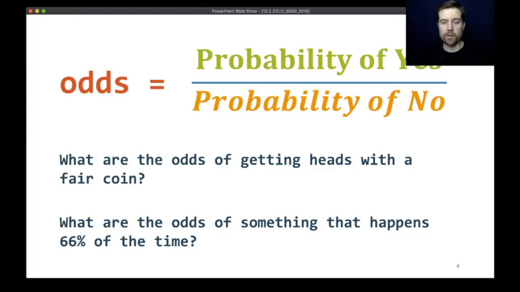A little bit trickier one: what are the odds of something that happens 66% of the time? So the probability of yes is 66%. That would mean the probability of no is 34% roughly. If we put those in that equation, we get just about 2. So the odds in that case are 2, or 2 to 1, is how sometimes people would say it. So the odds of getting something that happens 66% of the time is a 2 to 1 odds.